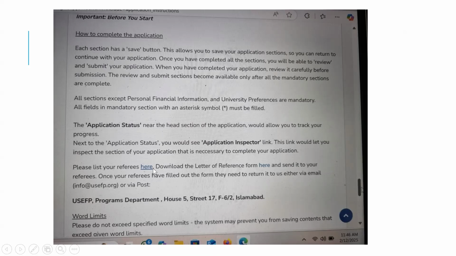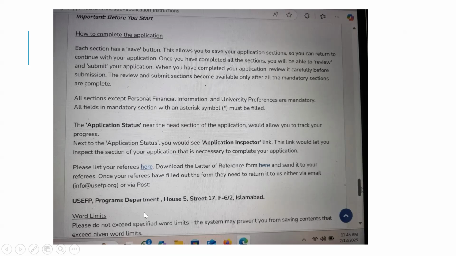Please list your referees here. All right, so this is the link for listing your referees. Download the letter of reference from here and send it to your referees. So in case you want to download it and send it to the referees, then this is the way to go about it. Otherwise, if the referees want to fill the reference letters online, then when you mention their email address in the application, they will get emails with a link where they can go online and fill the application.